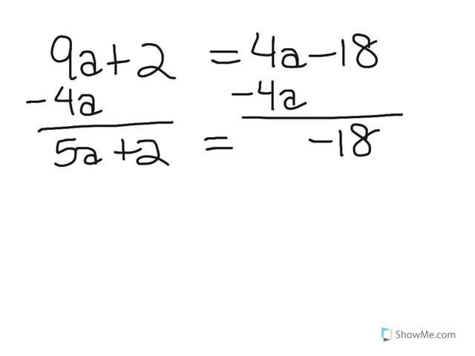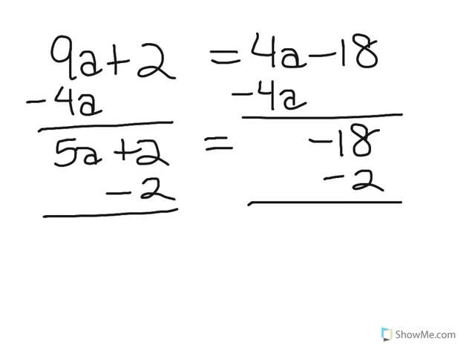Well, what's on the left side that doesn't have a variable with it? I think that would be the plus 2. How do we make a plus 2 go away? We do the opposite of adding 2, which means we subtract 2. And of course, if we do that to one side, we have to do it to the other side as well. On the left side, then, we just have 5A. And on the right side, we have negative 18 minus 2, which is negative 20.